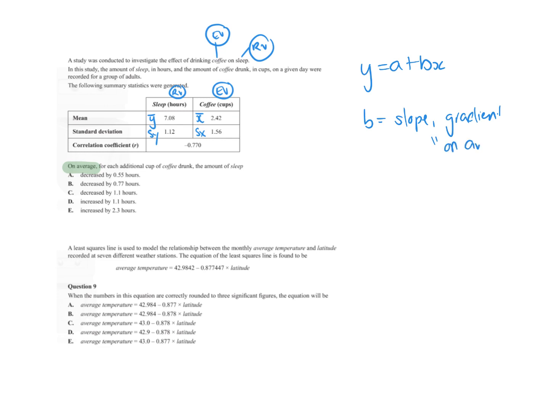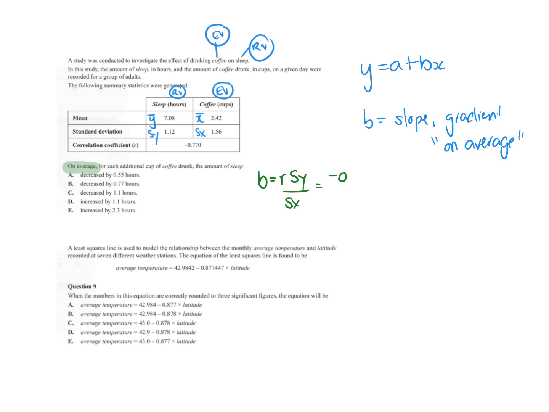So here, they're saying on average. What they're saying is, on average, for each additional cup of coffee, the amount of sleep changes, because the gradient, the B-value, will either increase or decrease your response, depending on whether it's positive or negative. So we've seen this on average, so we know we need to find the B-value, and I'm going to use that B-value formula, R over SY over SX. So I can find this B-value.